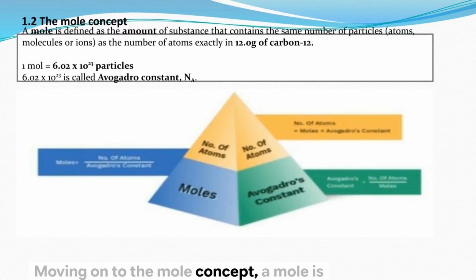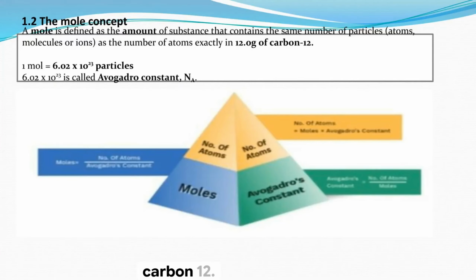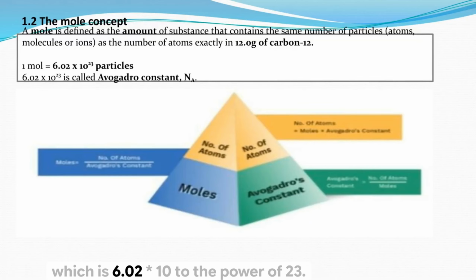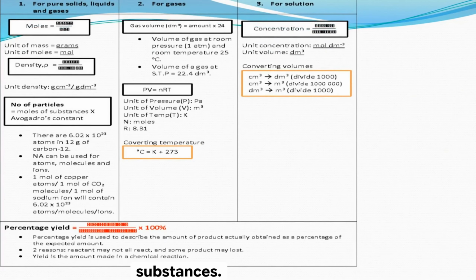Moving on to the mole concept, a mole is defined as the amount of substance containing the same number of particles as 12 grams of carbon-12. This quantity is known as Avogadro's constant, which is 6.02 times 10 to the power of 23. This slide outlines calculations for various substances.